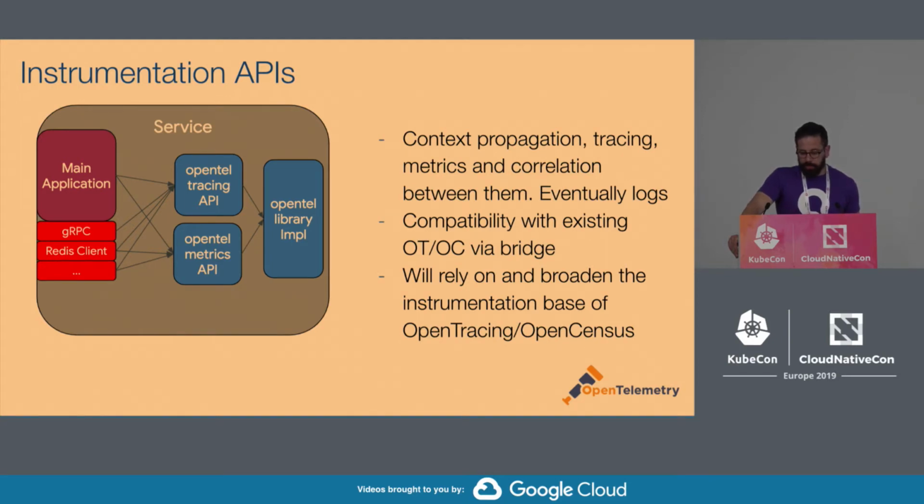The new API is going to have compatibility with the existing instrumentation that has been done with either OpenTracing or OpenCensus via a bridge. Generally, the main goal of this is to rely on the existing adoption of these projects and broaden that, so that hopefully in the future, all major open source frameworks and libraries are going to be instrumented with OpenTelemetry, so that as application developers, we're going to be able to get that for free and not have to worry too much about it.